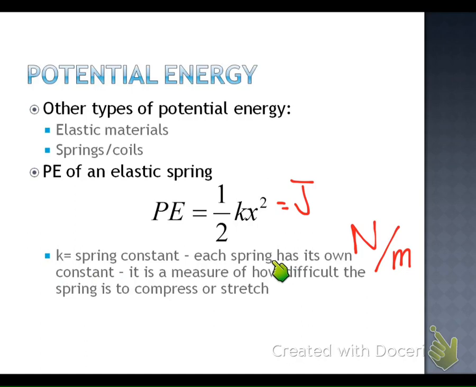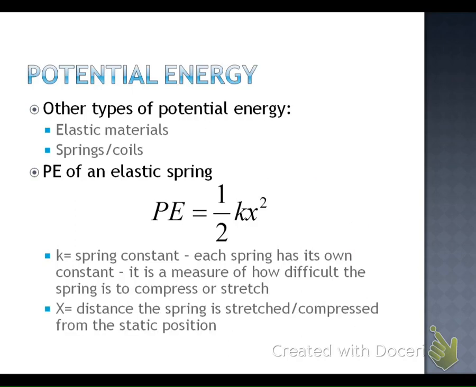Okay, so K is the spring constant. It tells us basically how difficult it is to stretch or compress the spring. And then X, what do you think X might be? Look how far it goes. Yeah, good. So X is going to be our displacement, or the distance that the spring has been stretched or compressed. Based on that equilibrium or the static position, how far we stretched it or how far we compressed it is going to be our X distance. And it needs to be in what units? Needs to be in meters.